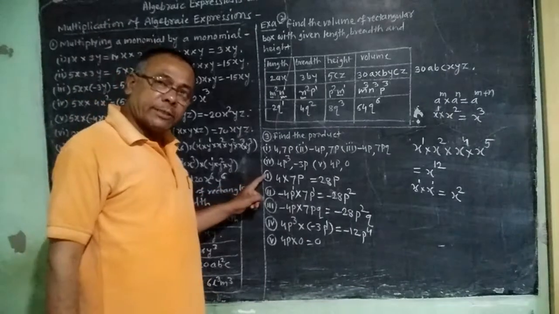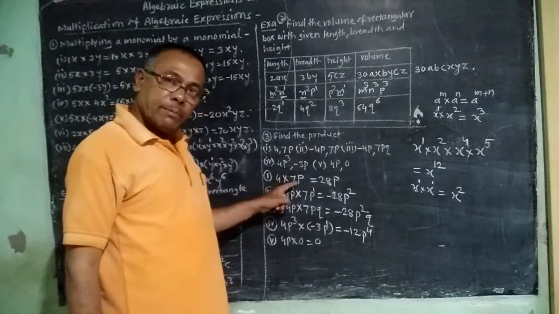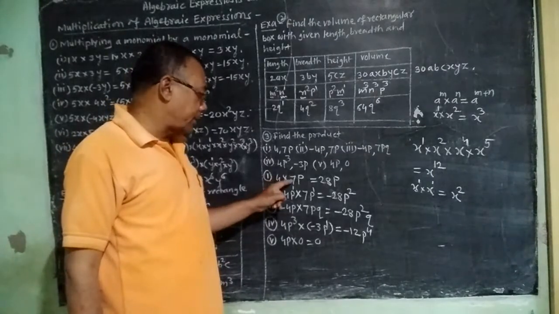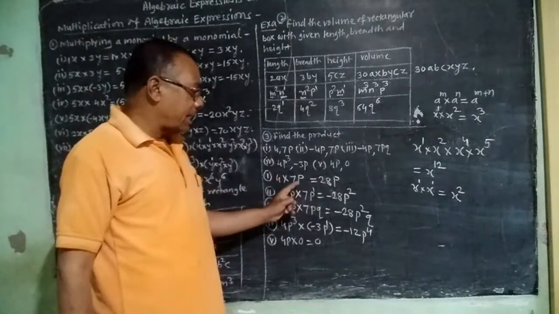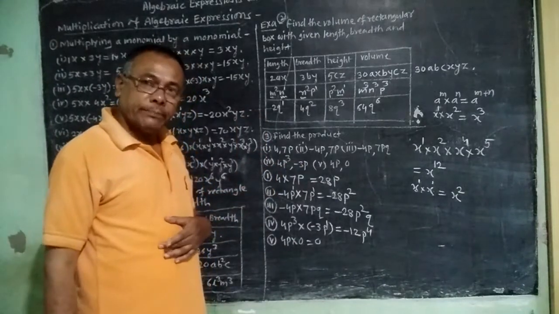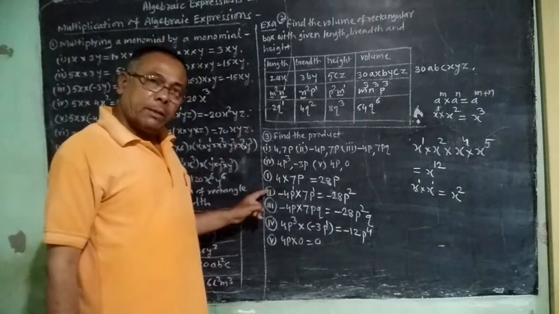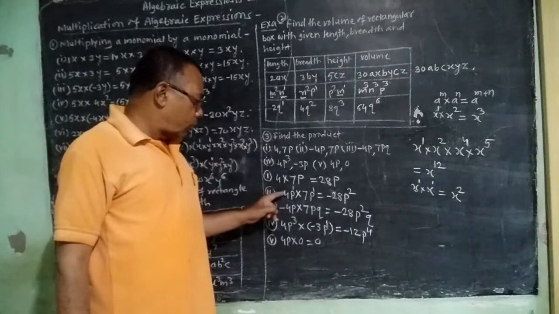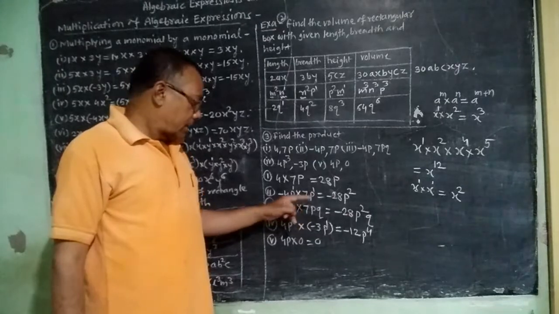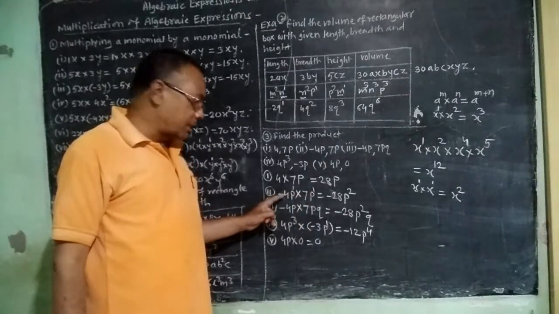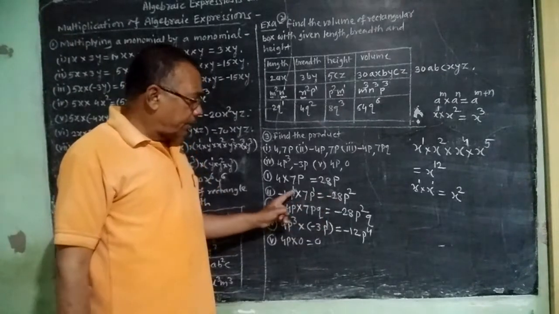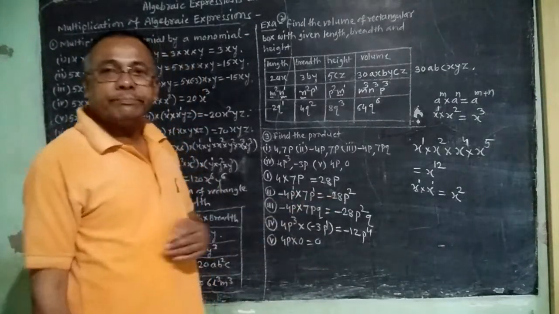So we will take first example, that is 4 into 7p. Here we have to multiply only numerals, that is 4 into 7. 4 7s are 28. Write p as it is. So 28p is the answer. In the second example, minus 4p into 7p. Again we have to multiply the coefficients, that is minus 4 and 7. It will be minus 28. Here p into p, that is p square.